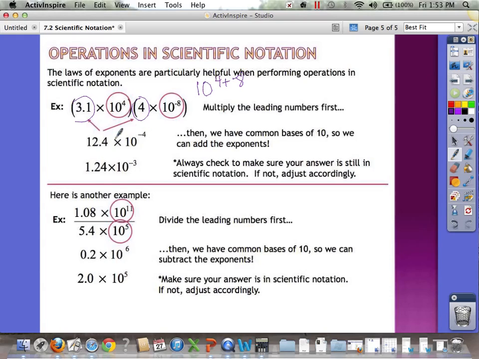Okay, and then notice, though, this is not in scientific notation because there are 2 numbers in front of the decimal. You must check your answers, especially when you're doing multiplication of 2 scientific notation expressions or division. So check it at the end, and then you have to move it. But let me show you.